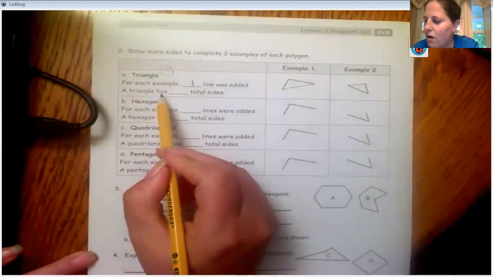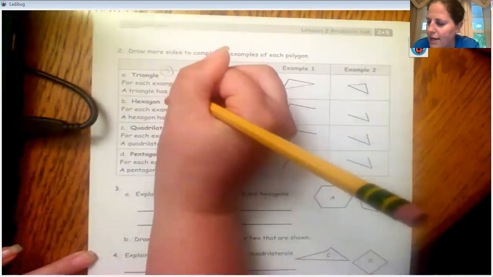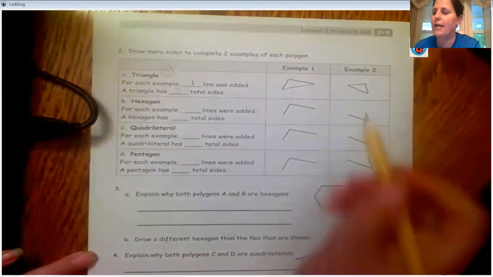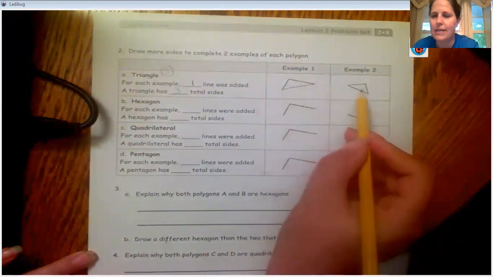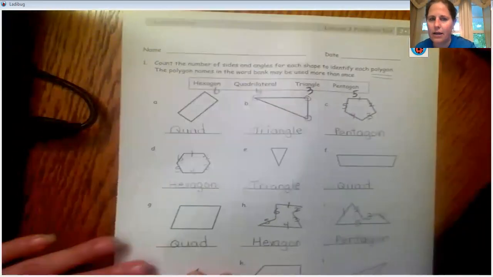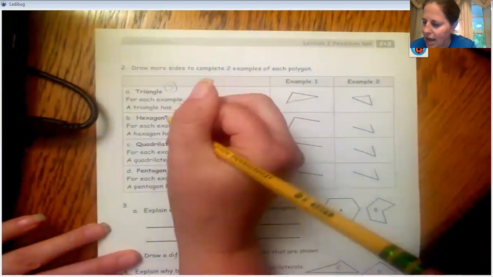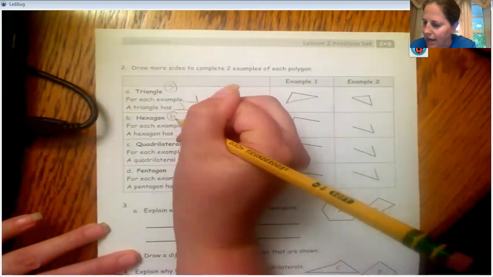A triangle has blank total sides. We already said a triangle has 3 total sides, which is what both of my examples have now. Okay, letter B is a hexagon. We refer back to our first page. We said a hexagon has 6 sides and angles.